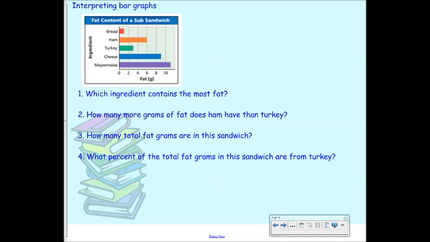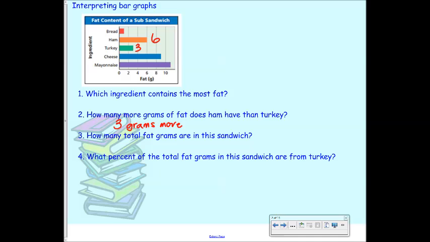All right, how many more grams of fat does ham have than turkey? How would I figure this out? Taking both of the fats and subtracting them. Okay, so you want to take both the fats. So how much fat does ham have? 6 grams. And what about the turkey? 3. It's between 2 and 4, so it's 3. So then how would you tell me how many more grams of fat the ham has? Subtract them and you get 3 grams. So 3 grams more.